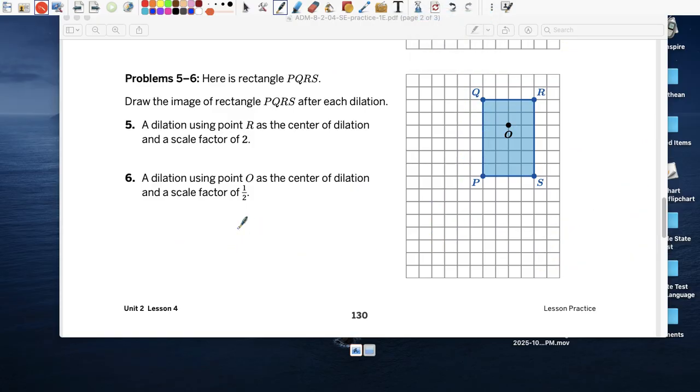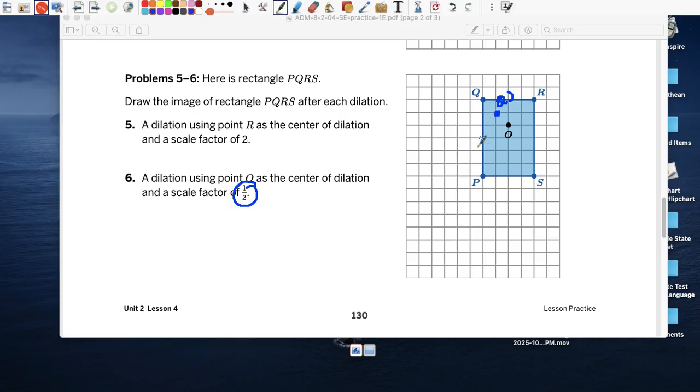Again, number 6, completely different problem, but the scale factor is a half. What does that mean? Everything is going to be cut in half. All the distance is going to be cut in half. So let's do Q here. From O to Q, it's 2 left and 2 up. So instead of going 2 and 2, we're going to go 1 and 1. So here's Q prime.